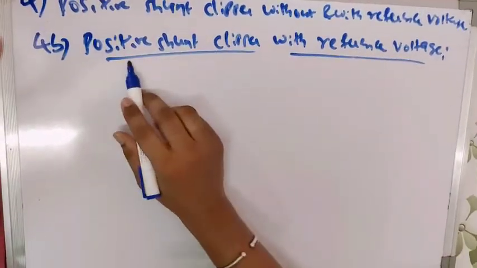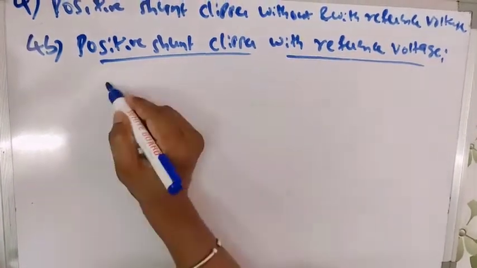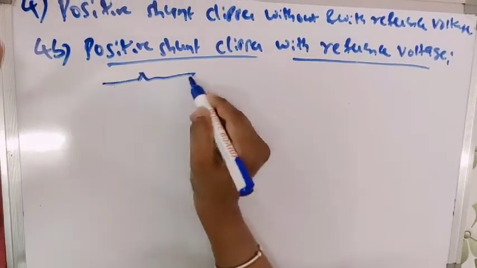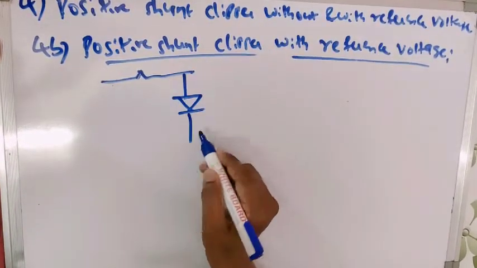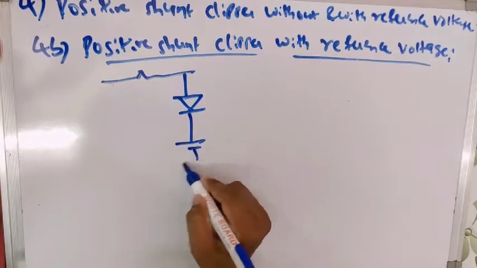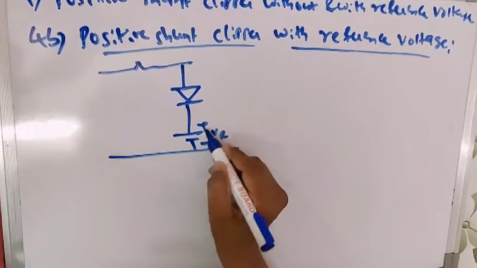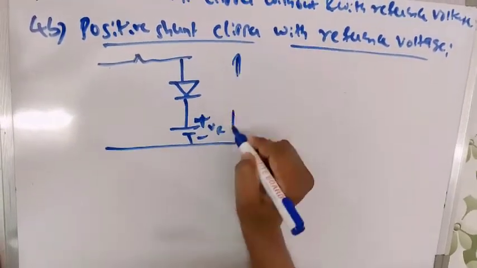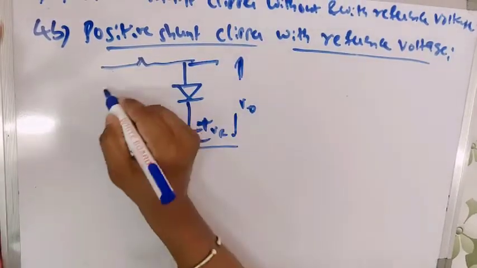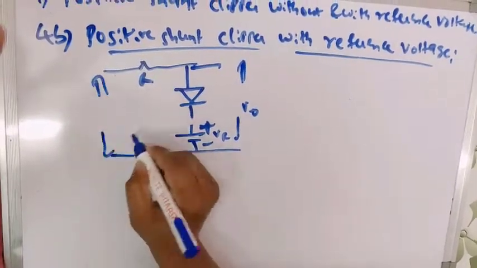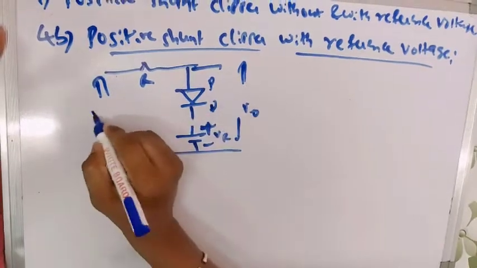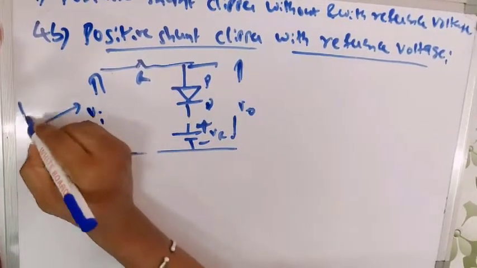So the next one is the positive shunt clipper with reference voltage. The positive shunt clipper means we will take the reference voltage along with the diode here. Let us take a positive reference. We can take either a positive or negative reference voltage, but let us take a positive reference voltage applied here. Now, along with this P-N diode, we are applying an input here. The input is a sinusoidal signal.